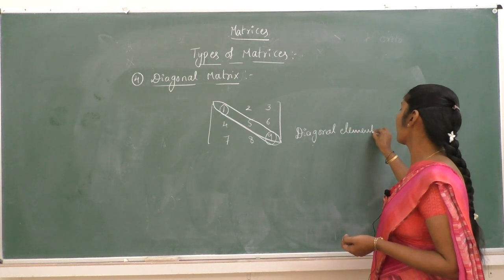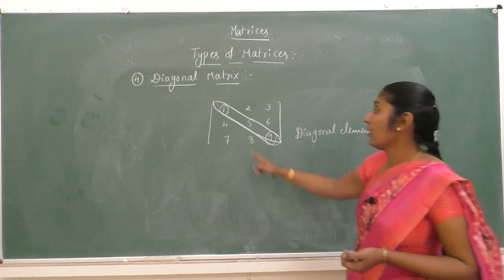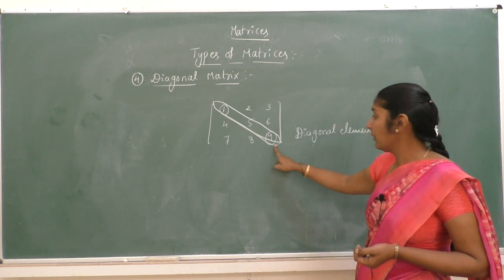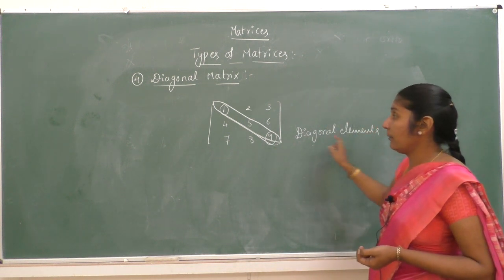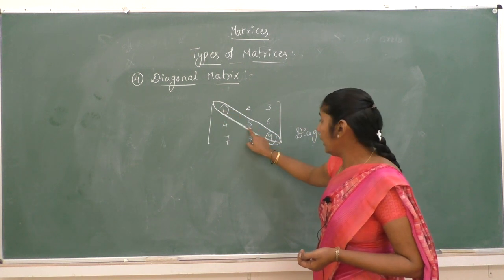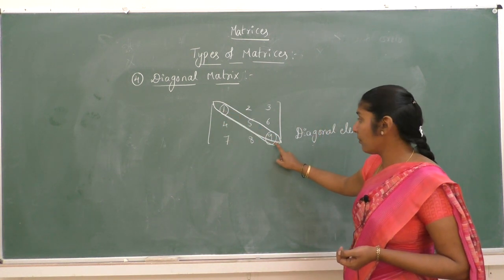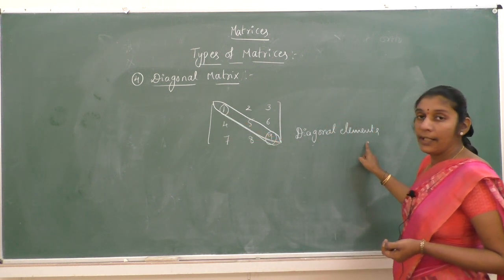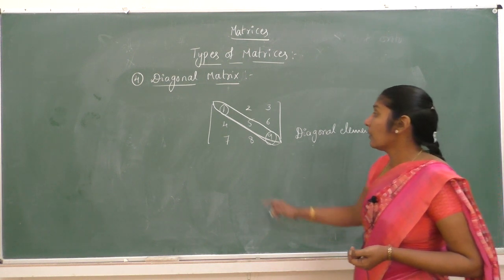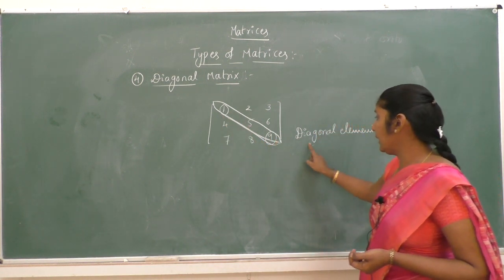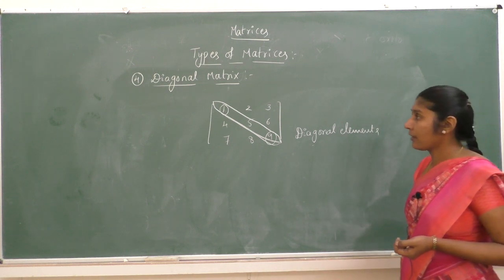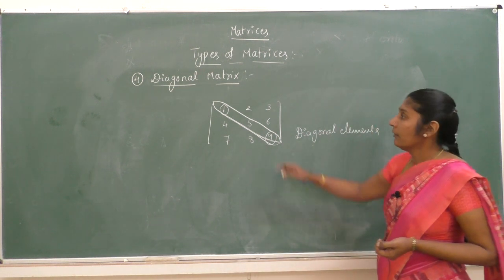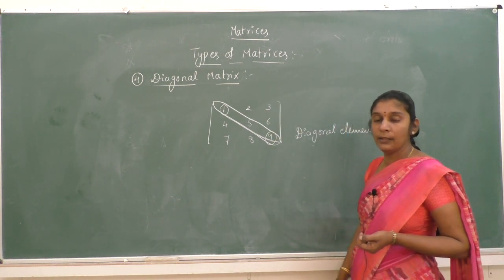Diagonal elements. The elements from upper left to lower right are called diagonal elements. That means A11, A22, A33. In this matrix, A11, A22 and A33 are called diagonal elements. With knowing the diagonal elements, we have to define a diagonal matrix.